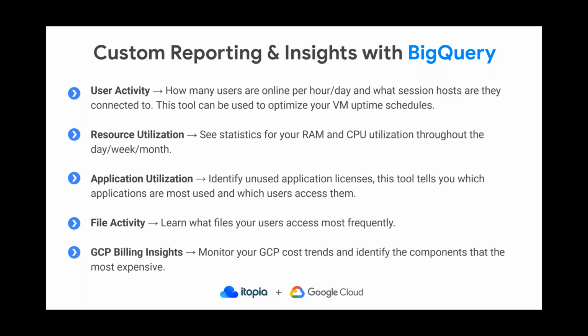But you can see things like user activity, how many hours they're online per day, how many times the sessions get connected and disconnected. You can see RAM and CPU from a resource utilization standpoint. Do we have too many CPUs oversubscribed, right? Do we not have enough? We can be proactive in making sure that we right-size these environments. Again, application utilization, file activity, and one of the most important things that we can provide is going to be insight to your billing data. So let's see how that looks.